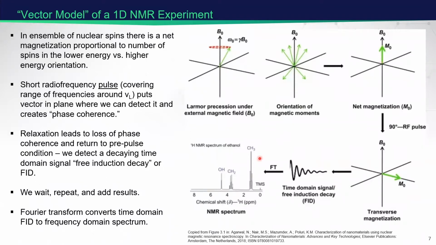Now in practice, what we do is we wait until a significant portion of that magnetization has returned. We repeat the experiment, and then we add the results to increase sensitivity, and each time we do that, it's called a transient. Some people still call them scans. We use a Fourier transform to convert this time domain signal into a spectrum at the frequencies of all the constituent nuclei in there.